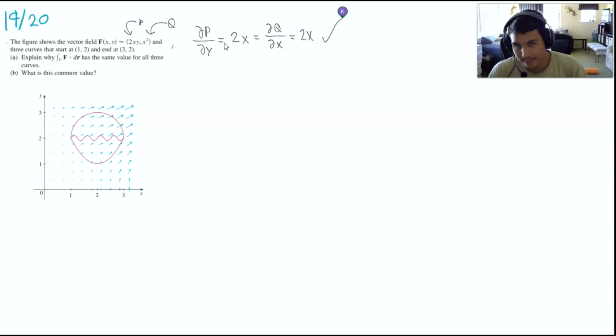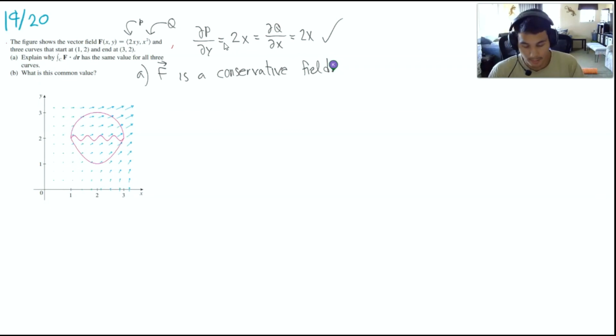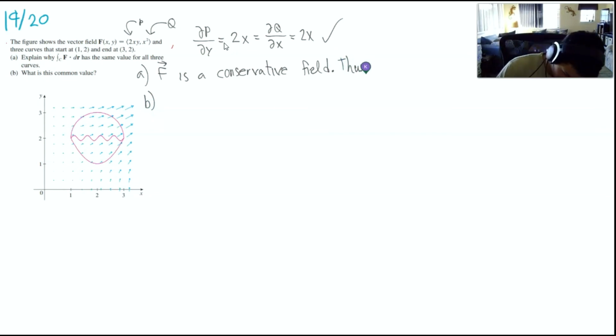Okay, well, for a, we could say F is a conservative field. That's all we need to say. If it's a conservative field, thus the path is independent. Maybe we should say that too.